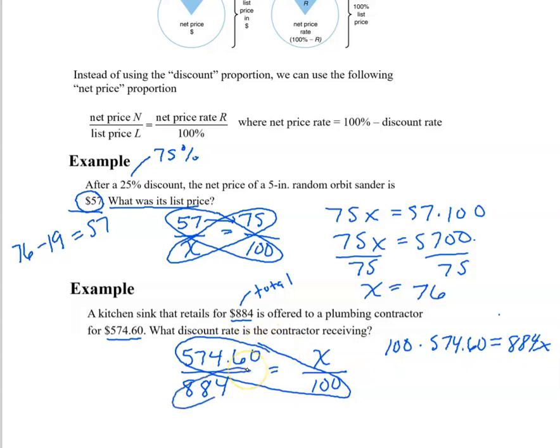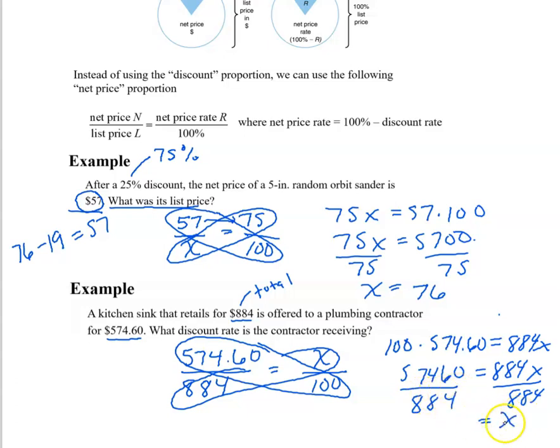$884x, when we look at this side, that's going to give us... divide by 884, and so x ends up being 65.